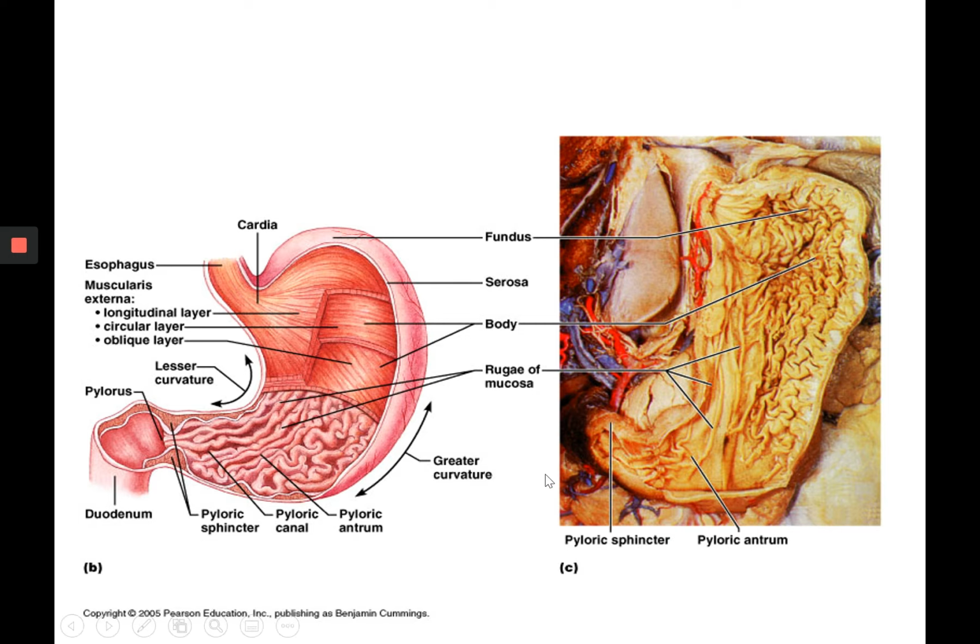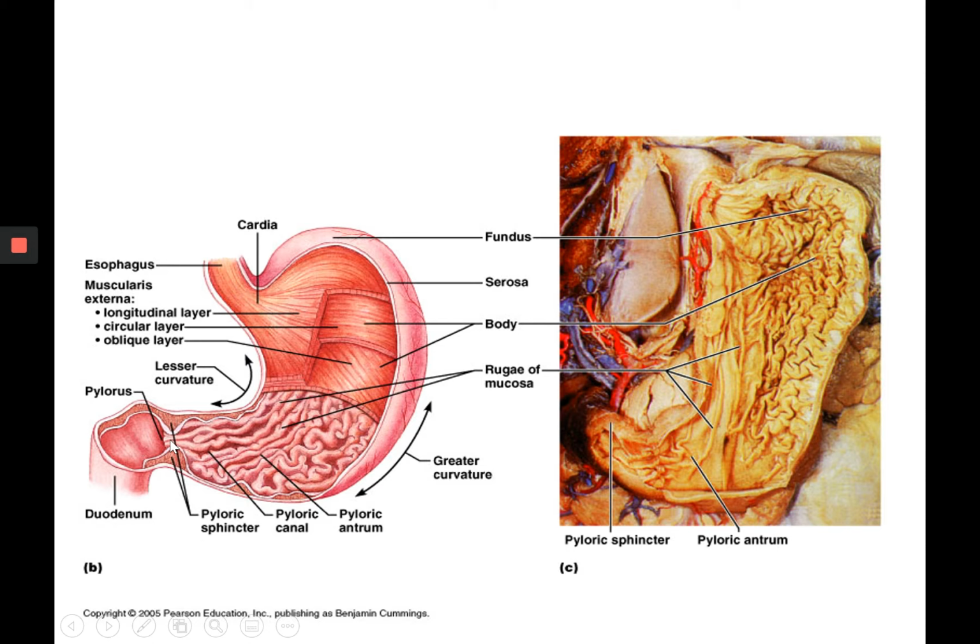Here's an image that shows the oblique layer of the muscularis externa that we see for the stomach. So again, the stomach is special in that it has 3 layers in its muscularis externa: a longitudinal, circular, and oblique. We can see the rugae of this emptied stomach. Those are folds of the mucosa. We have a better view of the cardia, the fundus, the body, the pyloric antrum, pyloric canal, and the pyloric sphincter, which are going to be near that pyloric part of the stomach.